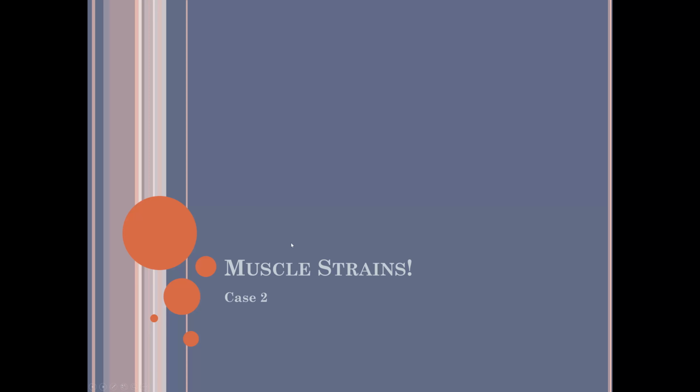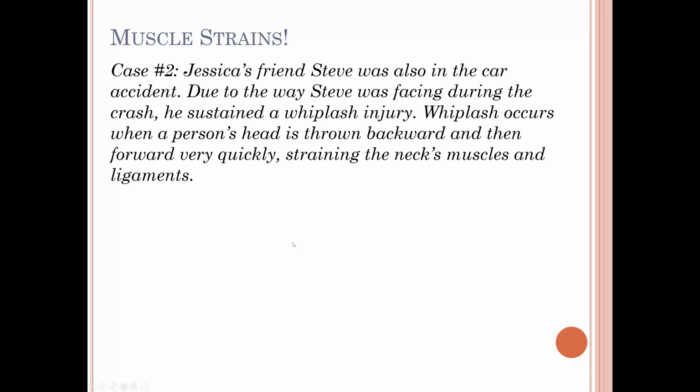Okay, so now we'll take a look at case 2. So case number 2, Jessica's friend Steve was also in the car accident. Due to the way Steve was facing during the crash, he sustained a whiplash injury. Whiplash occurs when a person's head is thrown backward and then forward very quickly, straining the neck's muscles and ligaments.